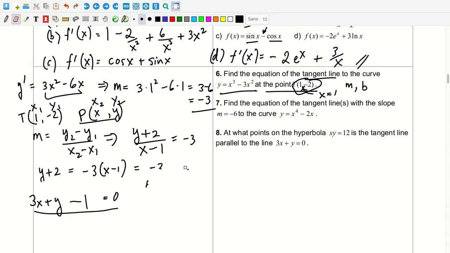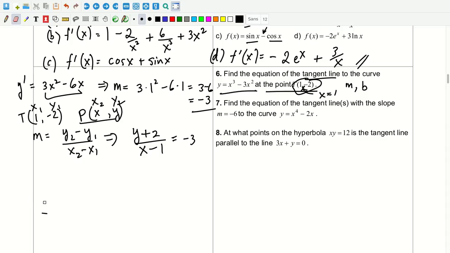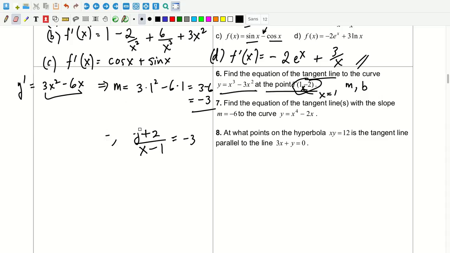Okay. Now next, what they do is they actually give you the slope, right? So they actually give you the slope. In number 7, it says find the equation of the tangent line that has the slope negative 6 to the curve so and so. Okay. Now things are a little different. We're not given a point, right? So it might be a little more difficult to construct our slope equation, y2 minus y1 over x2 minus x1. So we need to figure out what to do.